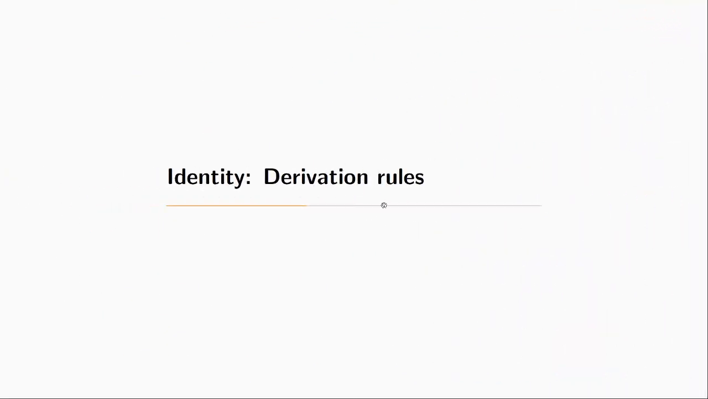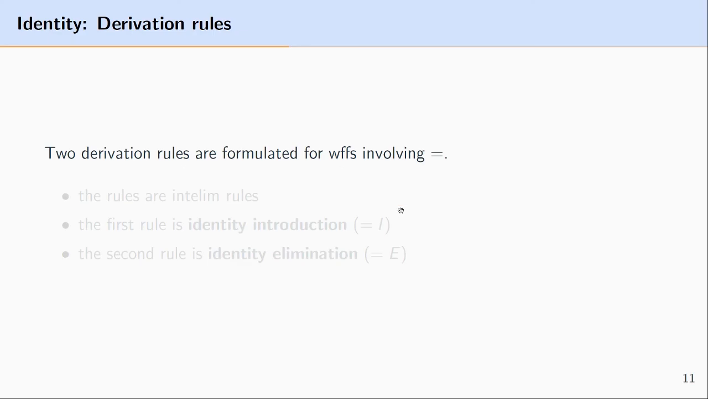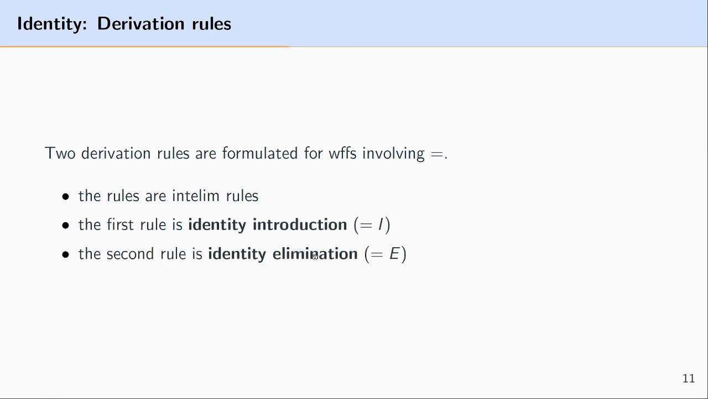Now that we've covered the semantics, it's worthwhile to look at how we would use formulas that involve identity in a proof. There are two different derivation rules, both involving the equal sign. Here we'll introduce introduction and elimination rules, as part of a derivation system that is an intro-elim system. The first is identity introduction, which would allow us to introduce into the proof identity formulas. And the other is identity elimination, which would make use of identity formulas in reasoning to a formula in a proof.